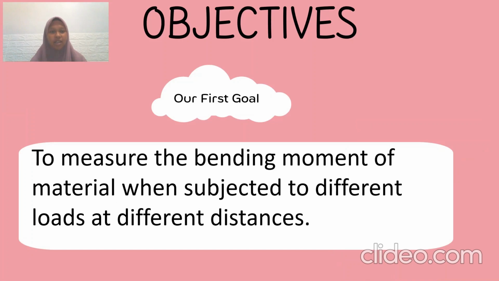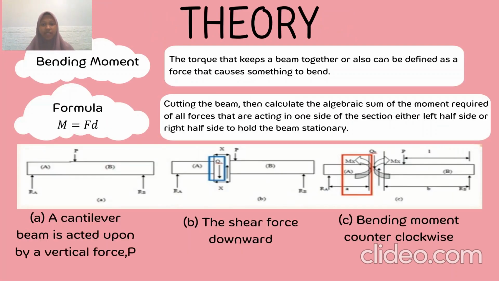The next slide shows the objective for this experiment, which is to measure the bending moment of a material when subjected to different loads at different distances. The theory for this experiment is that bending moment can be defined as the torque that keeps a beam together, or also as a force that causes something to bend. The formula is moment equals force times distance.